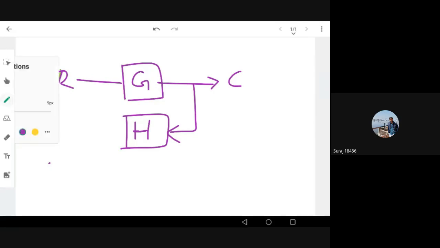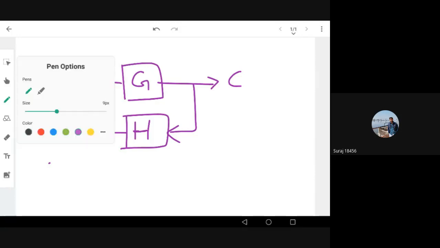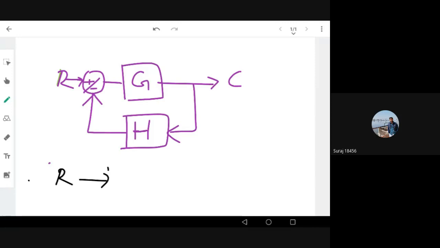Now we have a summing block here. This is plus to the R and minus to the H. So this is your feedback transfer function. G is the forward gain, H is the feedback gain. Now can you simplify this and tell me what is the net transfer function? I need to represent a single transfer function with input R and output C, and this you need to find here. Yes, please write.